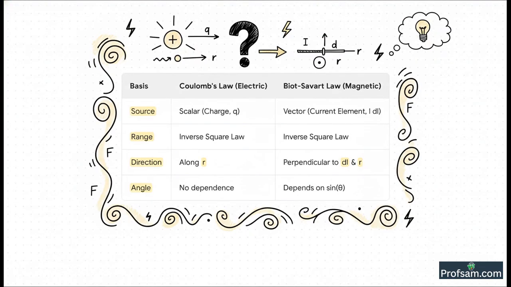You know, one of the best ways to understand a new concept is to compare it with something you already know well. And this comparison with Coulomb's law is just fantastic for that. Look at the similarities. Both are long-range forces and both follow the inverse square law. But now look at the differences. The source for an electric field is a scalar, just a charge q. But for a magnetic field, the source is a vector, our current element IdL. The electric field points along the line from the charge to the point, but the magnetic field is perpendicular to the plane. And finally, the magnetic field has this angle dependence, which the electric field from a point charge doesn't. This table is a brilliant summary for your revision.